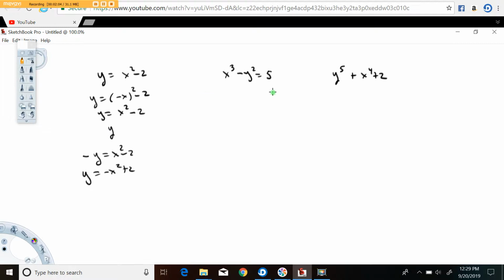Let's take a look at this one. If I replace x with minus x, that's going to be minus x cubed minus y squared equals 5. And this minus x cubed, by the time I take that minus sign and cube it, we're going to have minus x cubed minus y squared equals 5.